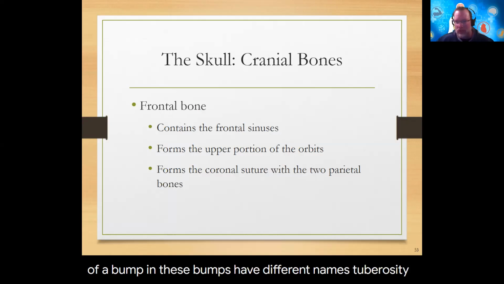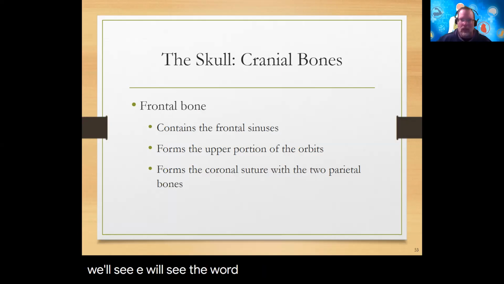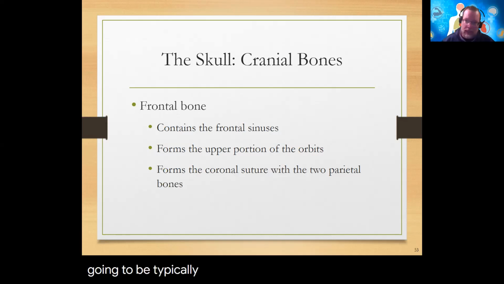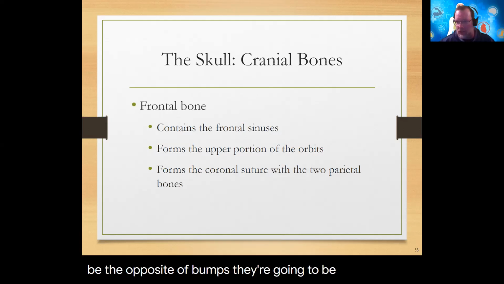Tuberosity, we'll see the word condyle, epicondyle, ridge, crest. Those kind of bony landmarks that have relief or form to them that leads to maybe more of a bump is going to be typically muscle attachment or maybe ligament attachment. The other bony landmarks we'll see are going to be the opposite of bumps. They're going to be depressions.